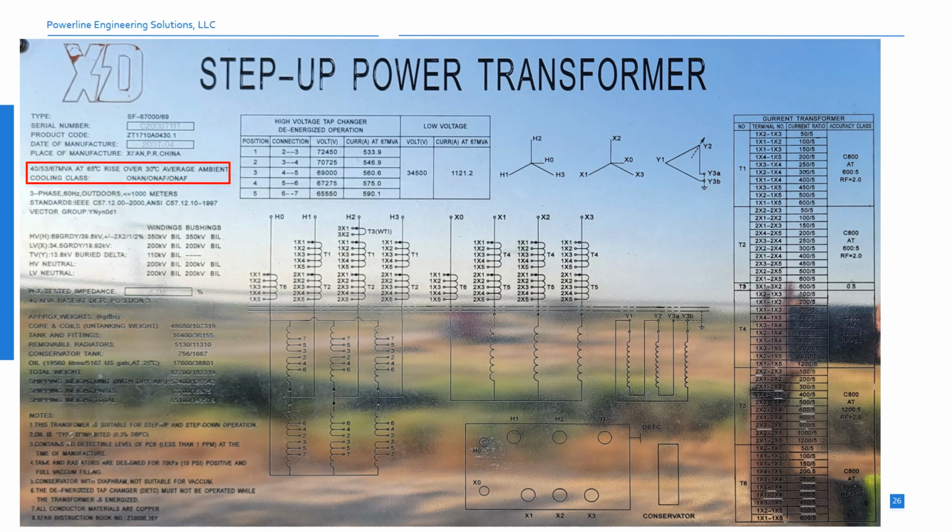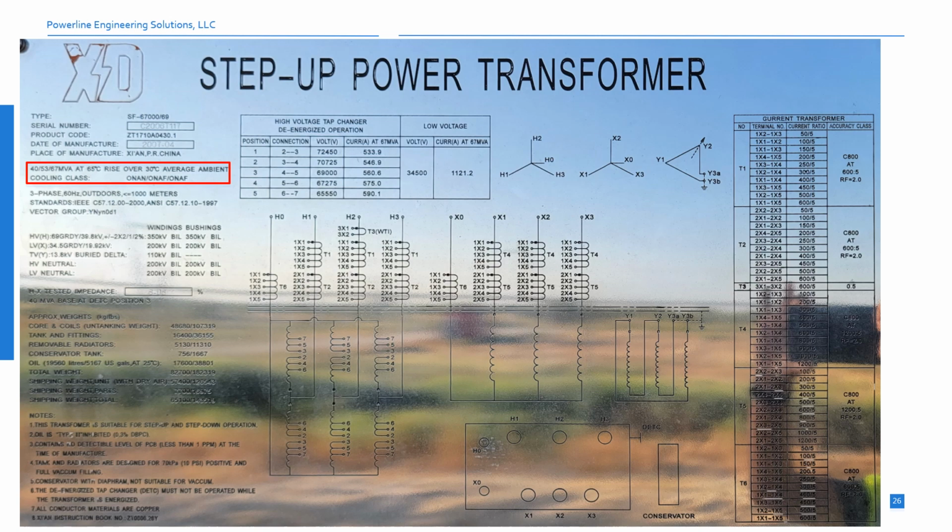Rated for 53 MVA with 50% of cooling fans operational, also known as ONAF stage 1, and top rated at 63 or 67 MVA when all cooling fans are running, or ONAF stage 2.